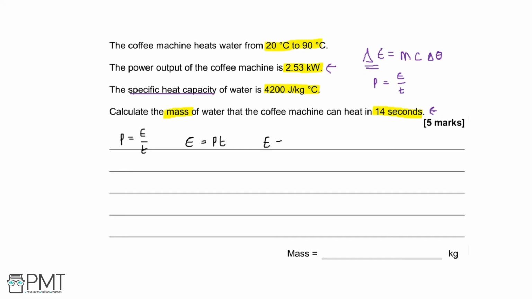Therefore E equals 2,530, remembering again, like we did in the previous part of the question, to multiply this by 1,000 to get it in watts. And then multiply by T, which is 14. Put that into your calculator. And we get 35,420 joules.